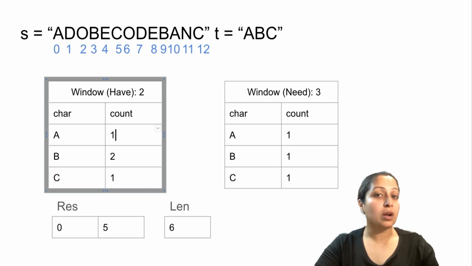But should our result be updated now? Now our result ranges from index 1 to index 10. Obviously the length is more than 6, right? Do you want to update the result? Of course not, because we need a minimum substring.